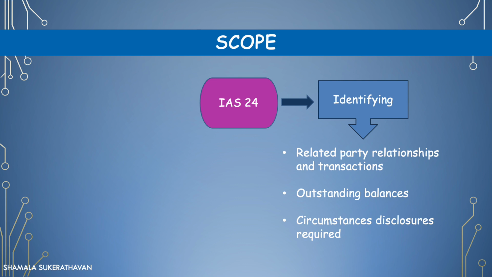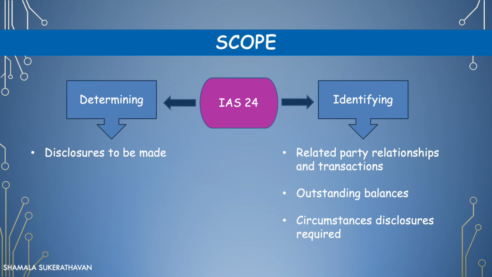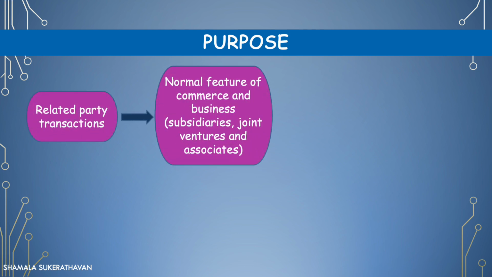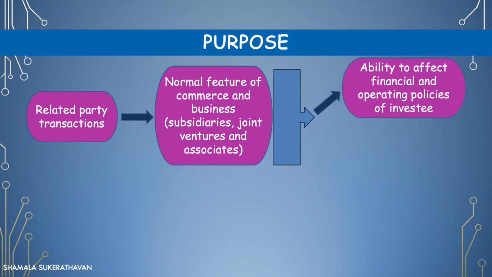IAS 24 shall also apply in determining the disclosures to be made in relation to those related party relationships, transactions, and outstanding balances. It is important to note that related party transactions are a normal feature of commerce and business. For example, entities frequently carry on parts of their activities through subsidiaries, joint ventures, and associates. In such circumstances, the entity has the ability to affect the financial and operating policies of the investee through the presence of control, joint control, or significant influence.